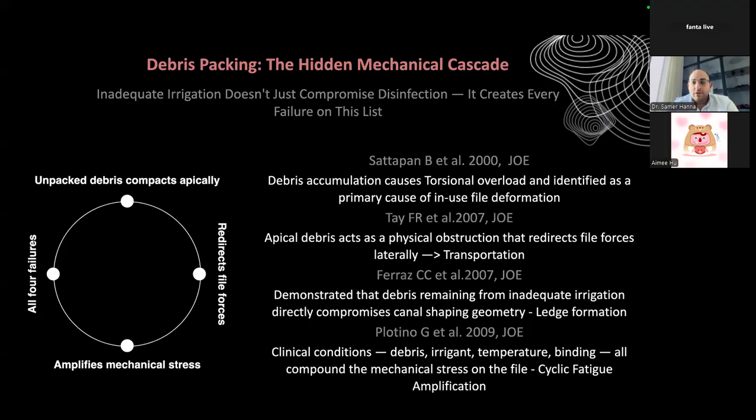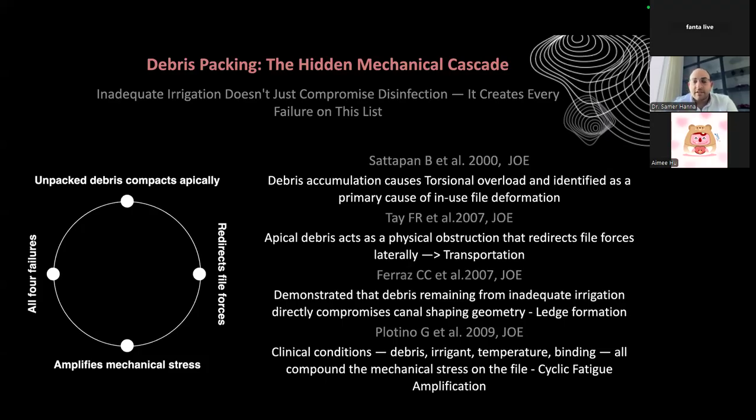Fcie_X in 2000 in the Journal of Endodontics: debris accumulation causes torsional overload and was identified as the primary cause of in-use file deformation. So we always look at the complexity of the canal anatomy and say this is the cause for the separation of the instrument or the file getting unwound. But again, one of the big causes proven in the literature is debris accumulation. Apical debris acts as a physical obstruction that directs the file forces laterally, which causes transportation. This was by Fv in 2007.